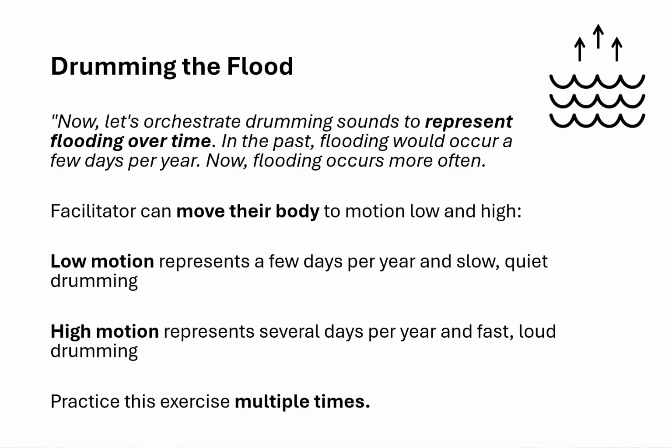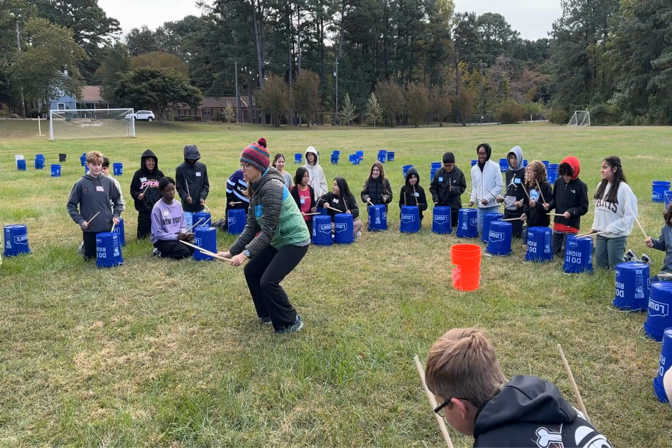Now, let's orchestrate drumming sounds to represent flooding over time. In the past, flooding would occur a few days per year. Now, flooding occurs more often. The facilitator can move their body to motion low and high. Low motion represents a few days per year, and slow, quiet drumming. High motions represent several days per year, and fast, loud drumming. Practice this exercise multiple times. Here's what this might look like.